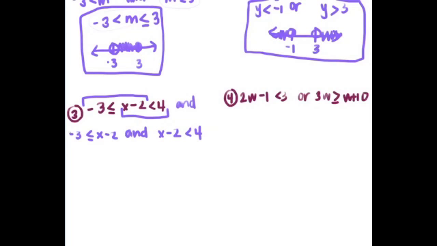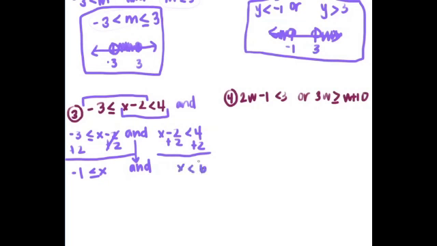So for this, we're going to add 2 and add 2. Cancel, so I have x right there, less than or equal to, and then negative 3 plus 2 is going to be negative 1, so I've gotten that side done. Drop that and down there. Here we go, solve on this side. Add 2, add 2. So x is less than 6.